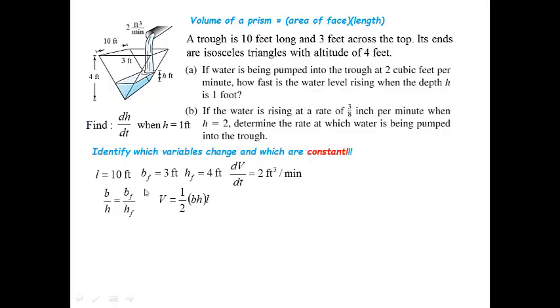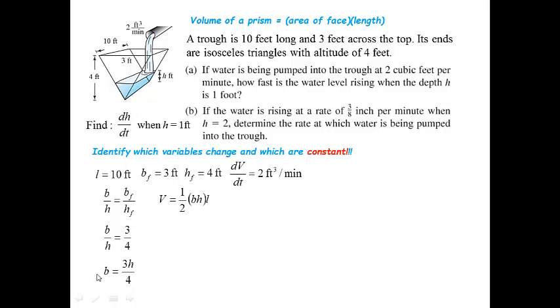Okay, so now I'm going to fill that in. The base when it's full over the height when it's full is 3/4. So I know that this is going to be 3/4 because I have too many variables in here. That's why I'm doing this. And then I can solve for one of them. I'm going to solve for b because I'm going to leave h in the working part because I need h when I'm finding it.